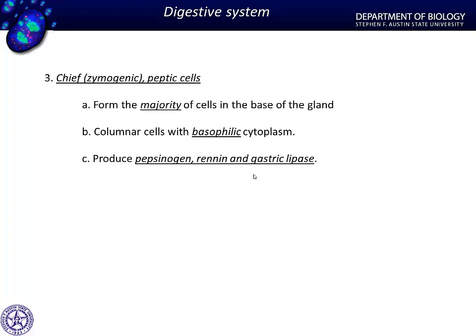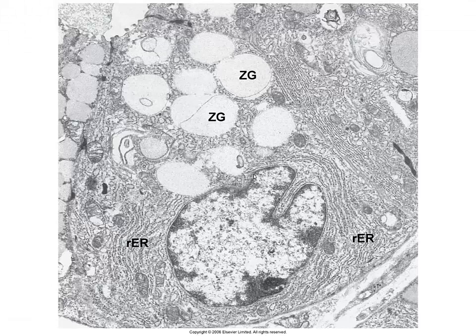Now, the chief cells are the zymogenic cells. I think some have called them peptic cells. These are producing the enzymes pepsinogen, renin, and gastric lipase. All of these are going to function in the process of chemical digestion and the breakdown of food. So when you get to the base of the gland, if they're not the DNES cells, they are going to be chief cells. They're going to be darker staining, with a lot of granules, and these granules are filled with enzymes.